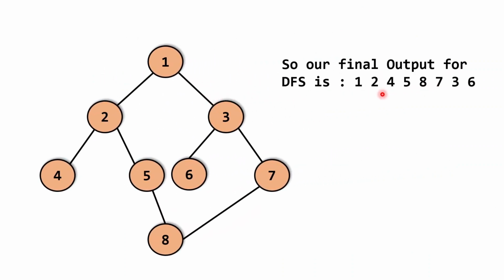So our final output for DFS on this particular graph is 1 2 4, then 5 8 7 3 and 6. So basically it is going into the depth of each and every node and checking all the nodes. So let's do the code for this.